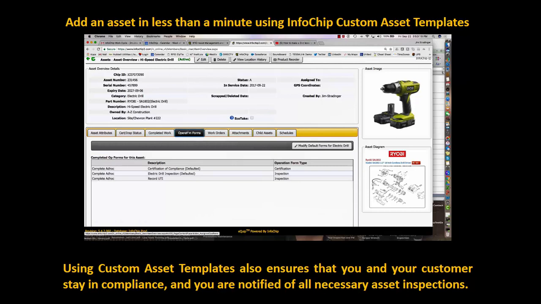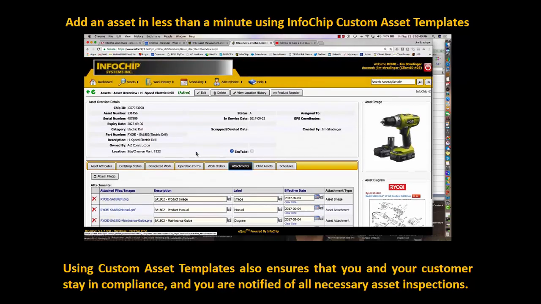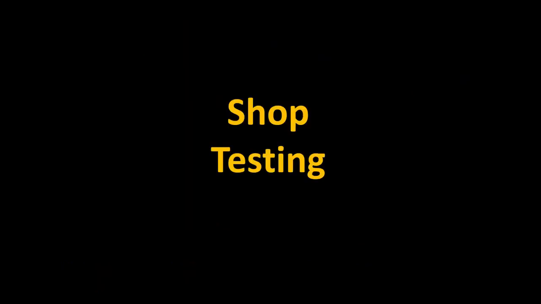If we click over to operational forms, we'll see that we've defaulted 2 forms by picking again the actual part number and the default forms that are relative to that part number. Then we'll click on attachments. On attachments, you'll notice we already have an asset image that is populated as well as an asset diagram. But on top of that, we have a product manual, we have a maintenance guide, and we have a detailed product list. All of this was created by choosing a specific category and a part number. We have automatically populated everything else on this screen.